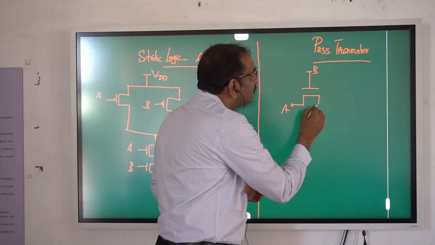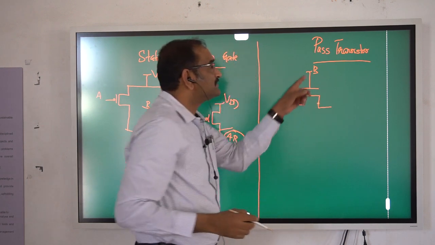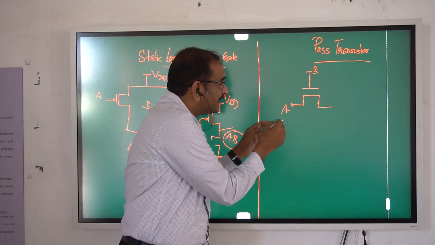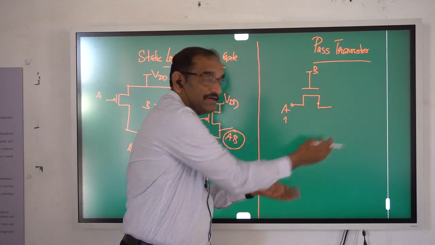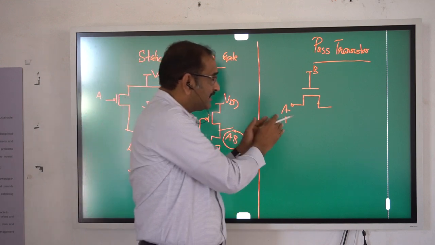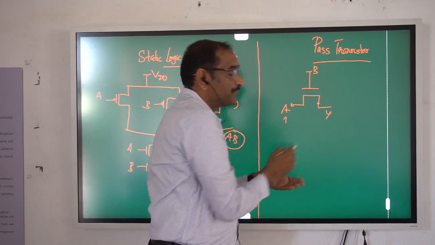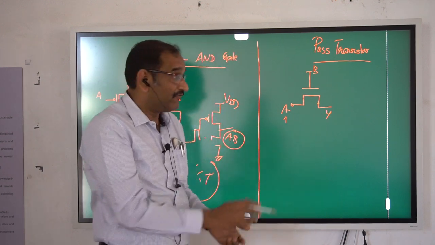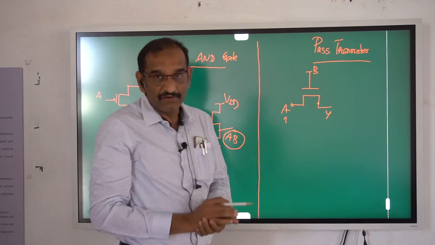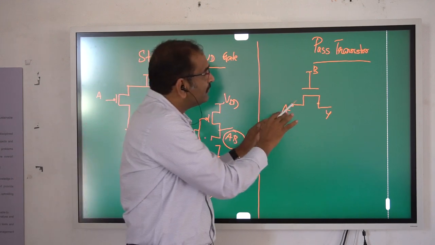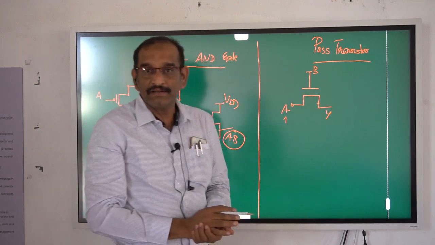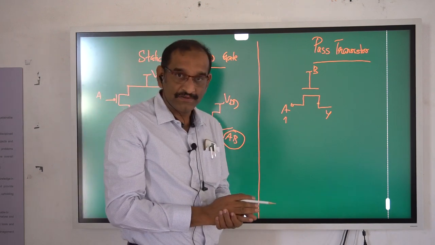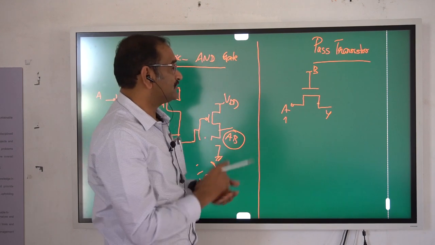We know that when this B is 1, this transistor is on. So whatever you are placing at input A will be passed. If you are placing a 1 at A, that will be passed. If you are placing a 0 at this point, that will be passed, provided your control input B is 1. If the control input is 0, this transistor will be idle and won't pass anything. So this is a simple pass transistor logic. Pass transistor logic is an NMOS logic.